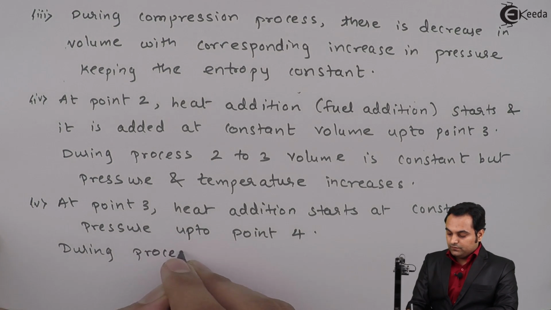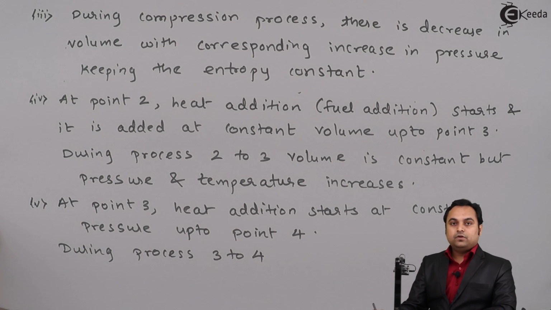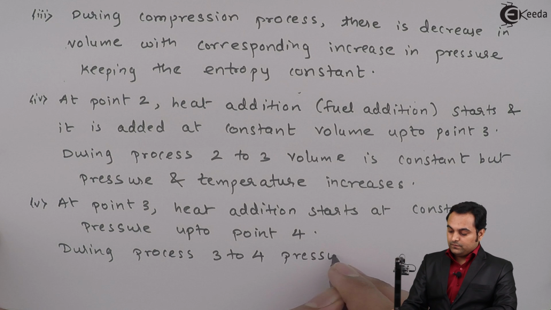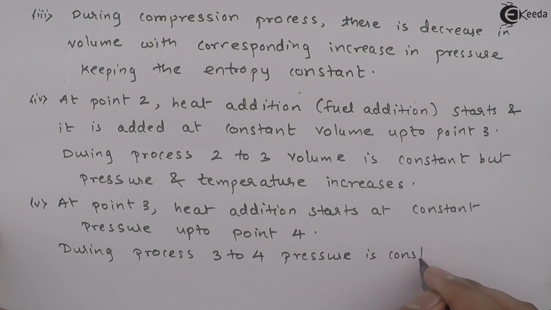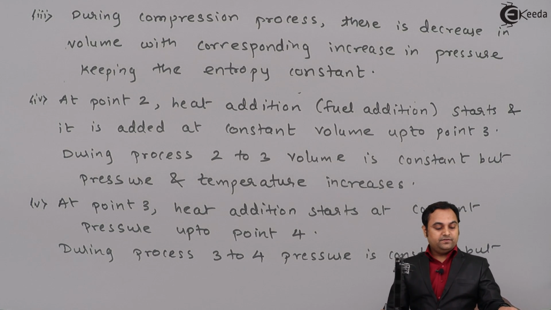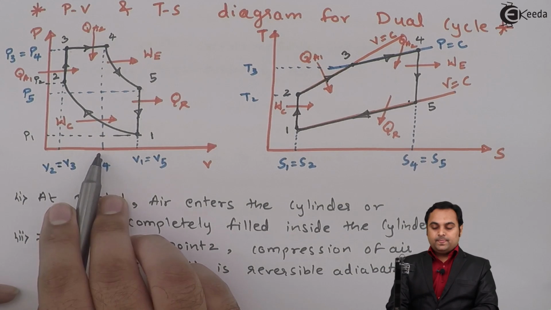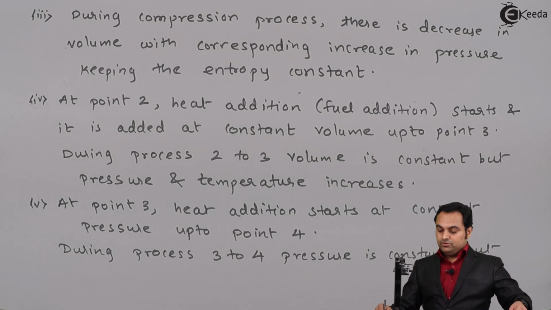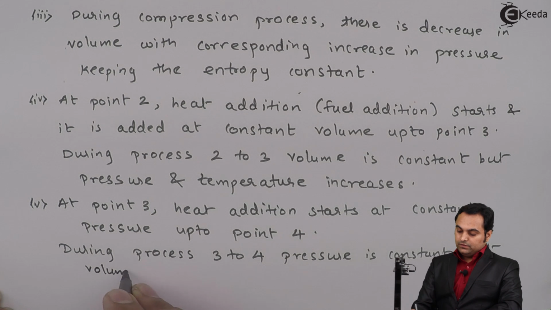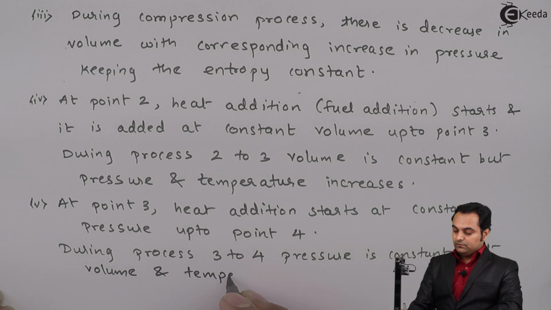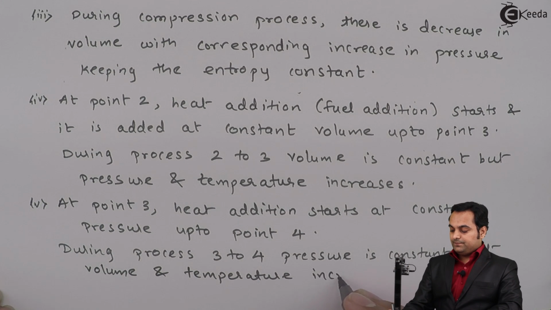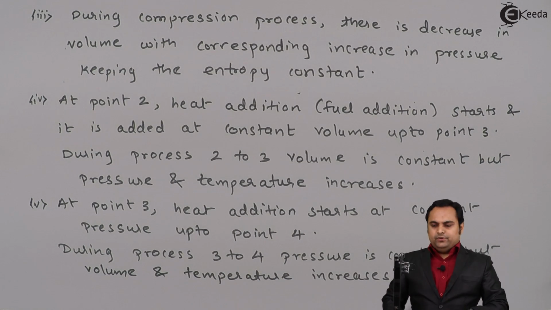process 3 to 4, pressure is constant, but here pressure is constant, but we can see that from 3 to 4 the volume increases and even the temperature increases. So but volume and temperature increases. So now here I have written that during process 3 to 4 pressure is constant but volume and temperature increases.